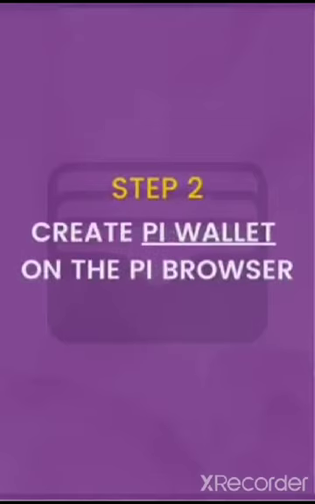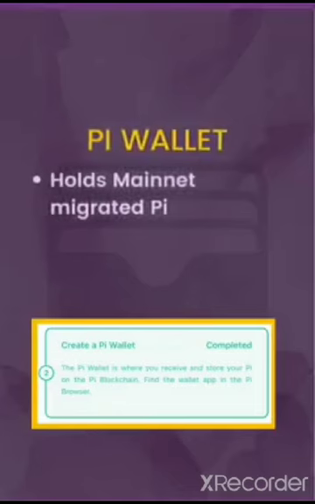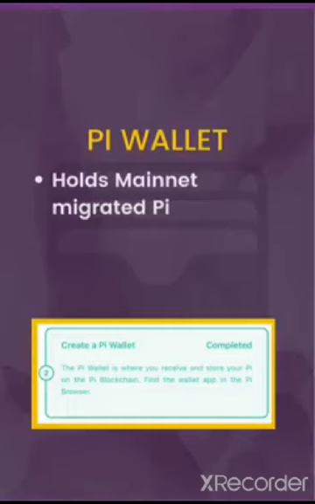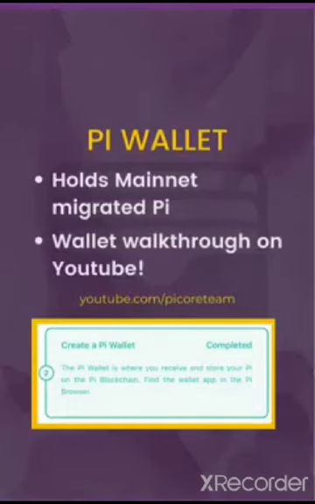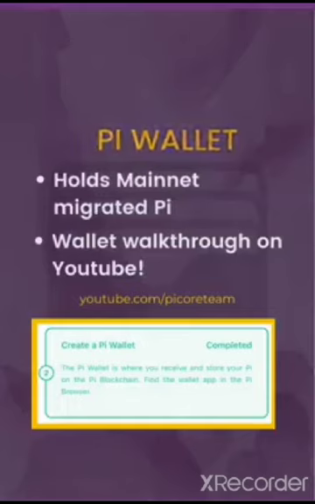Step 2. Create a Pi wallet. Once migrated onto the mainnet blockchain, your Pi transferable balance will be sent to your Pi wallet, located within the Pi browser. For a comprehensive walkthrough on how to create and use your Pi wallet, watch the Pi wallet tutorial video on the official Pi Network YouTube channel.